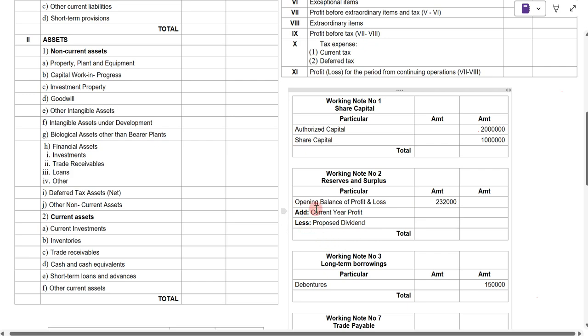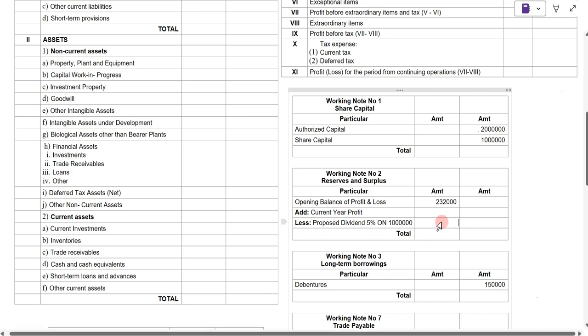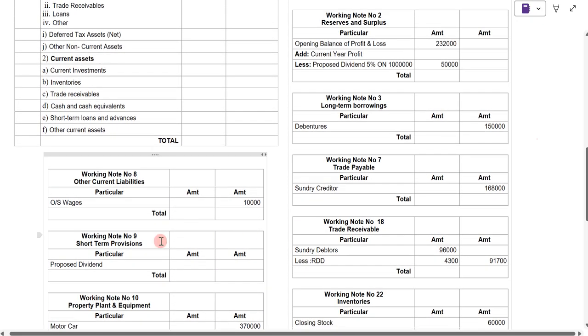So under opening balance of profit and loss account, add current year profit and less proposed dividend. How much is the dividend proposed? 5%. Okay, for your understanding I will write here 5% on 10 lakh. So 5% on 10 lakh is 50,000. Now the second effect of the dividend we have to give in note number 9, that is proposed dividend. So how much is the proposed dividend which we got? That is 50,000. Okay. Now here we have completed all the entries in the working note.